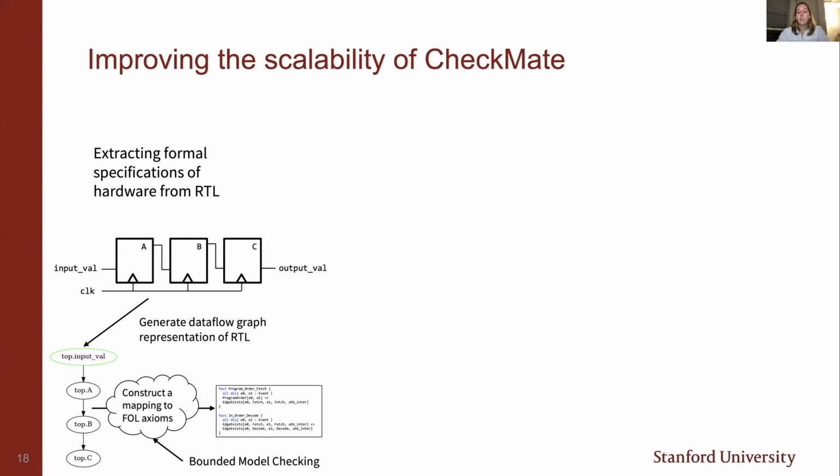The first project involves improving the scalability of CheckMate. CheckMate was able to discover real bugs that affect real processor designs. However, improving its scalability and usability involves 3 main research challenges. First, CheckMate currently relies on designer-provided formal specifications of hardware. We are now working on developing techniques for extracting these formal specifications directly from RTL with the help of intermediate data flow graph representations and bounded model checking.